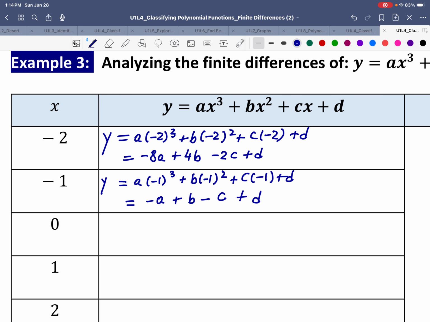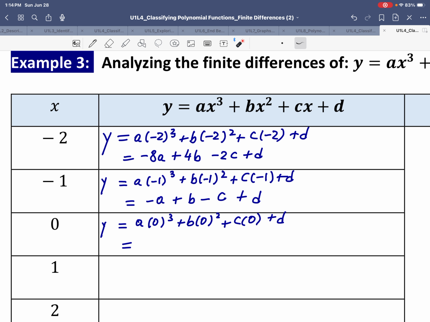Now next we're looking at x equals 0, so we have a times 0 to the power 3, b times 0 to the power 2, c times 0, and then plus d. So this is very easy to evaluate. We know that whenever x becomes 0, the terms that are multiplying it, the entire term will become 0 because the multiplication will result in a 0. So we simply have d as a y value here.